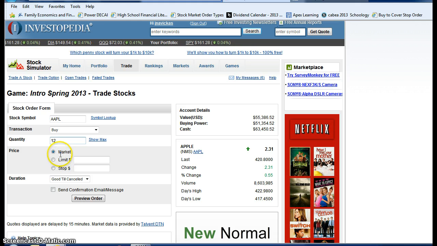Now, a market order is going to put the order in at the last bid price of the stock. You run a little risk when you use market orders. I prefer to use limit orders, and a limit order is the maximum amount that I will pay for the stock. So right now it's trading at 420. Let's say I think Apple's going to come down a little bit and I want to buy it at 400. So I'm going to put a limit order at 400. If you want to buy it right now, you go with a market order. So 400 times 12 would give me a trade of $4,800.